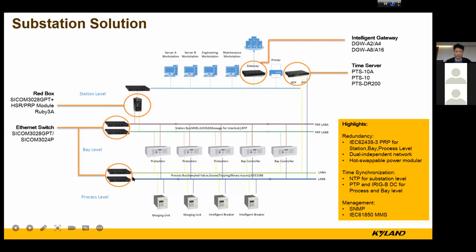In this solution, we can use the SICON 3028 GPT or SICON 3024P. They are all suitable for the substation automation usage. And you can see that for the network, we use dual independent SICON 3028 GPT to create LAN A and LAN B. And the protection relays, bay controllers, merging units, and intelligent breakers are all already PRP supported.